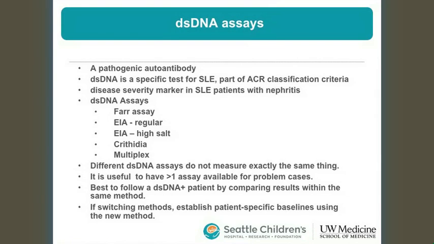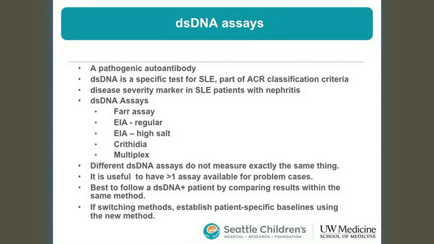The hardest thing in switching is the double-stranded DNA assay, because it's a pathogenic antibody. It's associated with the sickest patients. It's the one that's followed quantitatively in patients with lupus nephritis. And there's a lot of different assays out there, and they don't measure the same thing. So it's the same issue where they don't compare well because they don't measure the same thing.